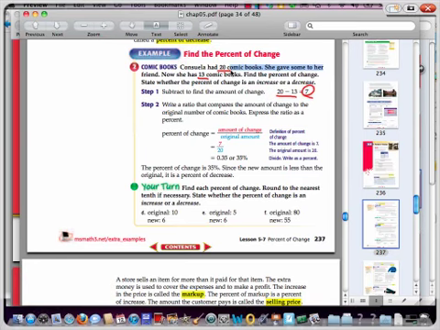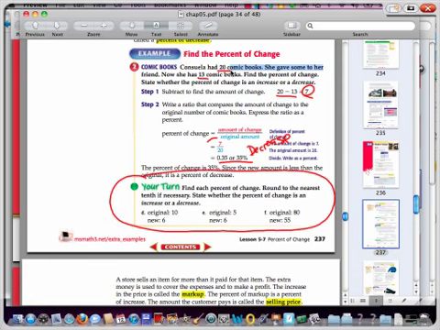So we've got a change of 7. 20 minus 13 gives me 7. 7 over the original of 20 comes out to be 0.35, or 35%. So this is a percent decrease. So this got smaller. It's important that we understand that. All right, your turn. Do these problems right here. We'll go over them in a sec.